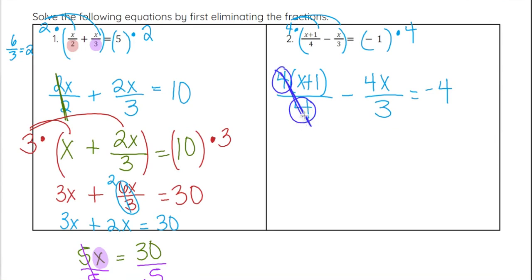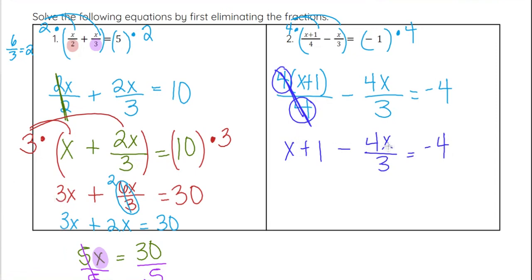Because I have those each on top and bottom, I can simplify 4 divided by 4. 4 divided by 4 is 1. 1 times x plus 1 is really just x plus 1. So we're going to have x plus 1 left in this first term, minus 4x over 3 equals negative 4.